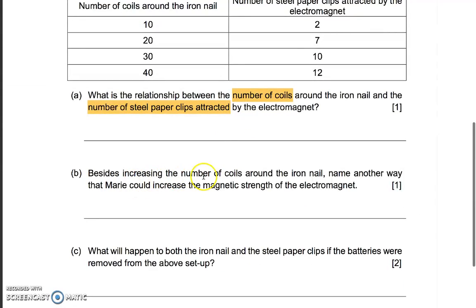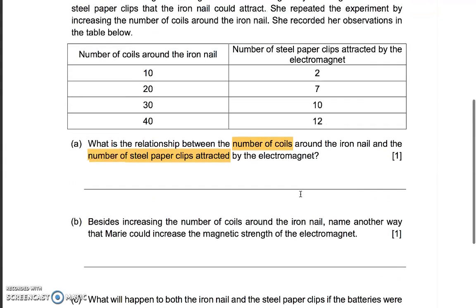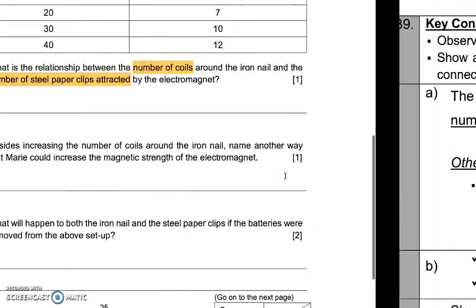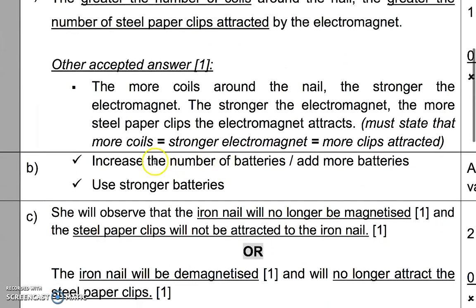Next, besides increasing the number of coils around the magnets, name another way Mary could increase the magnetic strength of the electromagnet. So how is she able to increase the strength and make it attract more steel paper clips without increasing the number of coils? Okay, so there are two methods. One is to use more batteries, or the second one is to use stronger batteries.